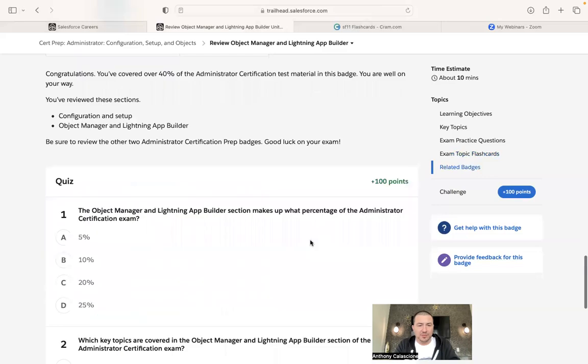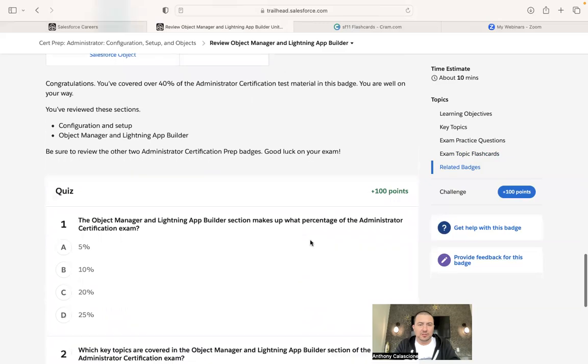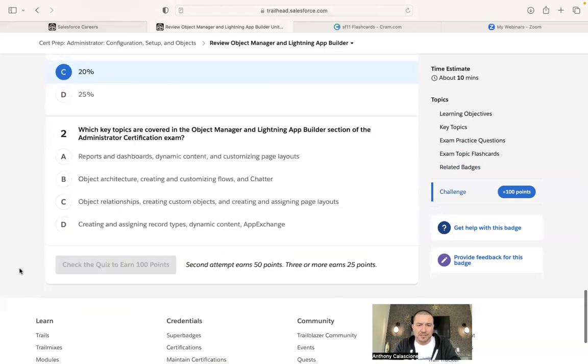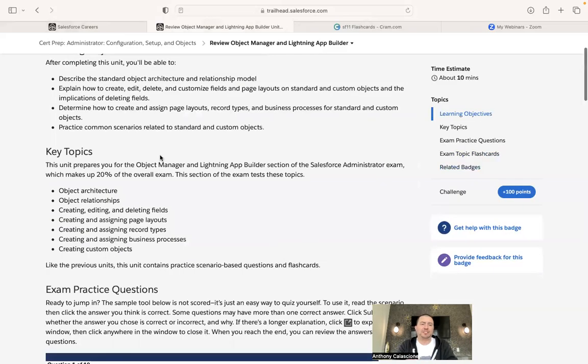All right, let's go answer some questions. The Object Manager and Lightning App Builder section make up what percentage of the Administrator Certification exam? 20. Which key topics? So let's read them again, right? Object architecture, object relationships, creating, editing, and deleting fields, creating and assigning page layouts, creating and assigning record types, creating and assigning business processes, creating custom objects.